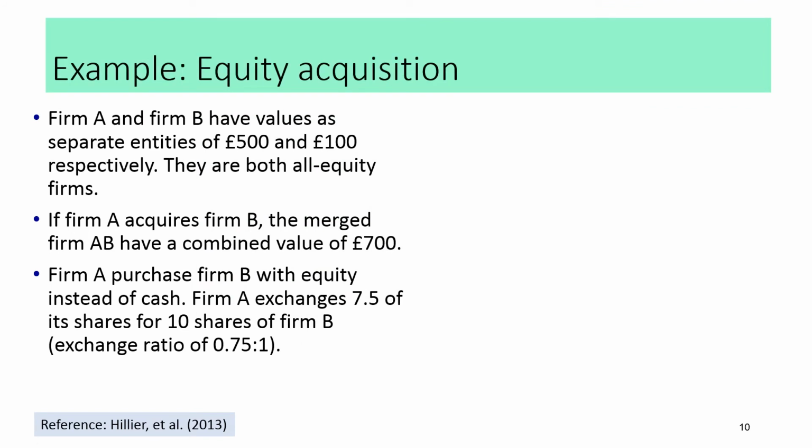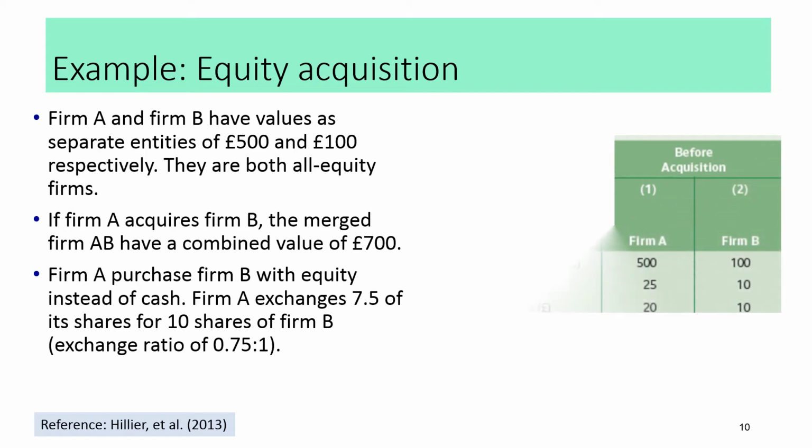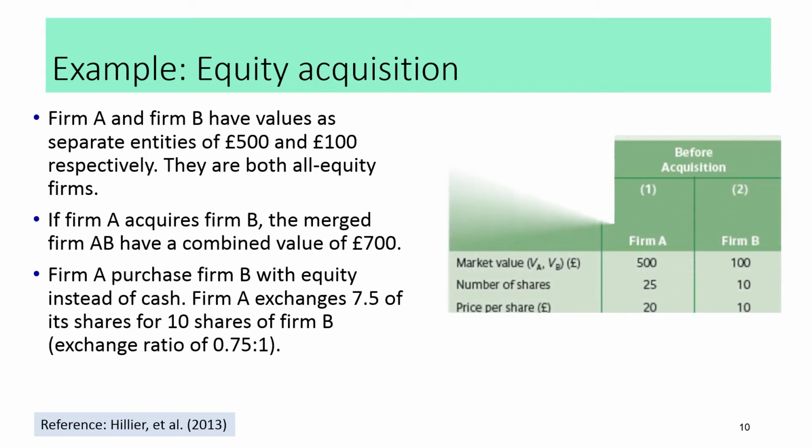Next, we shall look into an example on equity acquisition. The background of the companies involved are the same as our previous example. Firm A plans to acquire Firm B with equity instead of cash. Firm A exchanges 7.5 of its shares for 10 shares of Firm B. This means the exchange ratio is 0.75 to 1. Should Firm A acquire Firm B? We shall explore further.